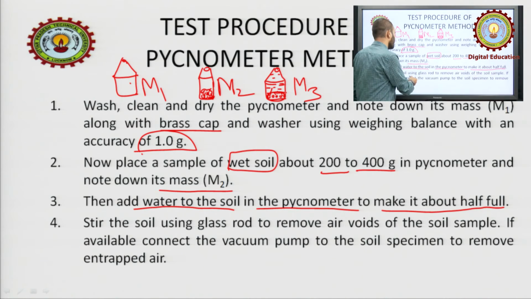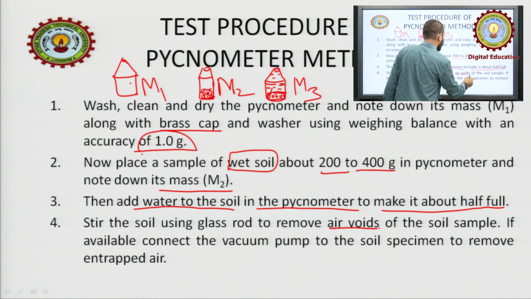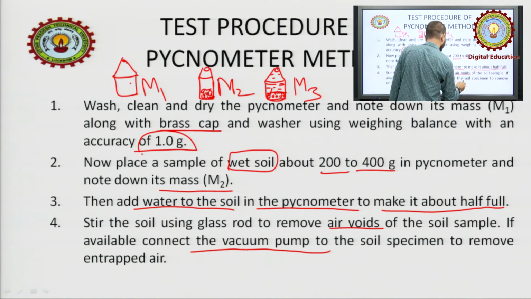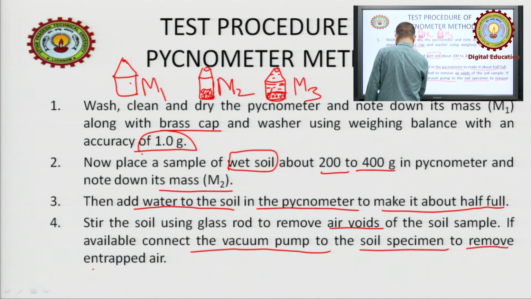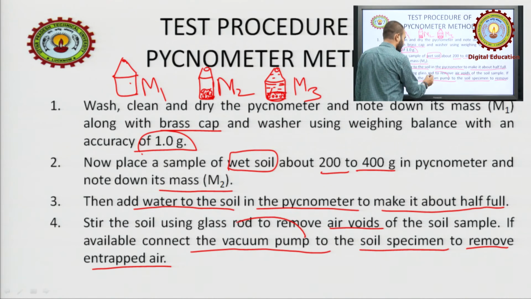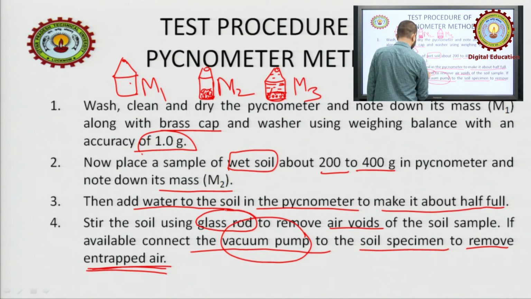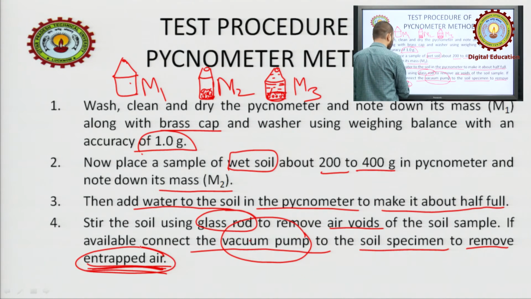Now stir the soil using a glass rod to remove air voids of the soil. If available, connect the vacuum pump to the soil specimen to remove the entrapped air. Now you understand why the vacuum pump is used. It is used to remove the entrapped air. Both the glass rod and the vacuum pump have only one reason for use, that is to remove the entrapped air. Why? Because if the air is there, it will become a source of error.